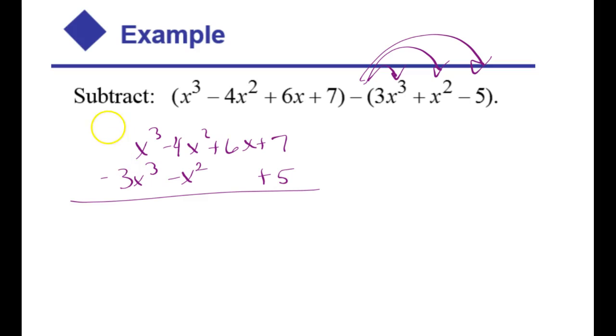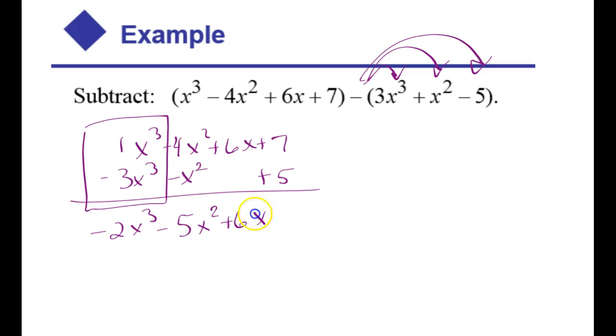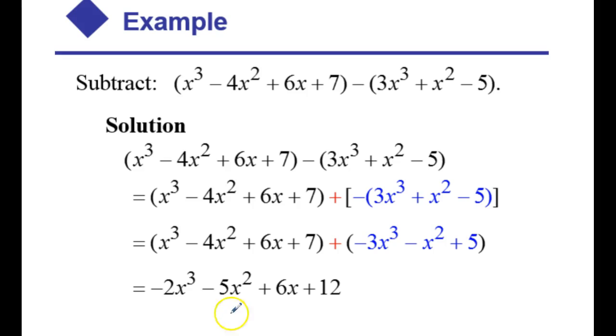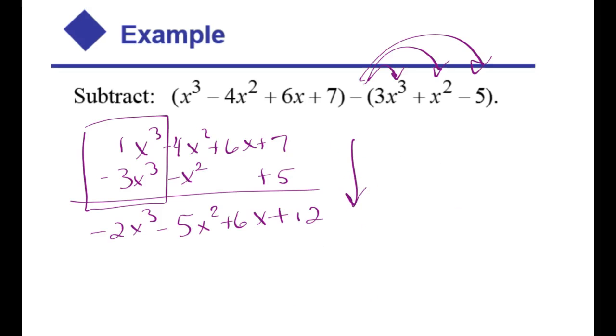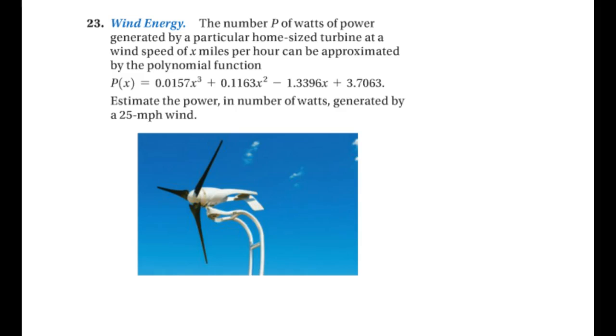So I'll add going down now. So 1 take away 3, -2x cubed minus 5x squared, just bring down the 6x and add. So I distribute, stack, and add. Kind of a nice method to combining like terms. It's a little bit easier to see than, this is called adding horizontally. I kind of prefer adding vertically. Makes it a little bit easier. So here was that last question that I was kind of talking about.